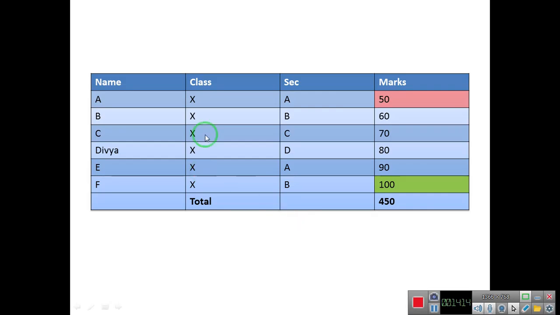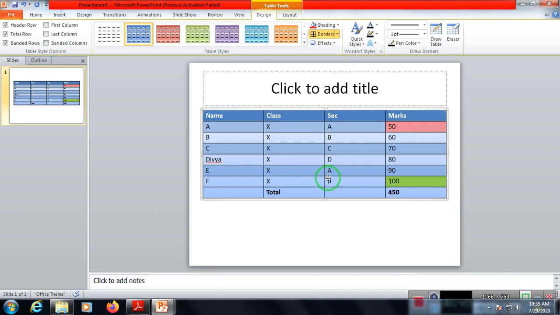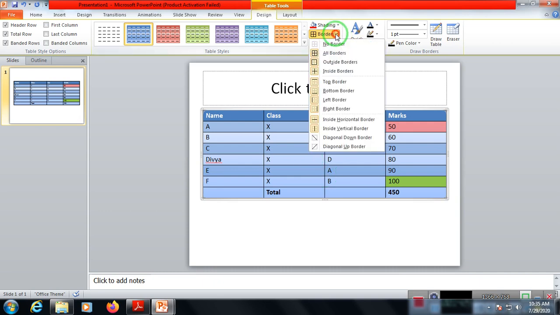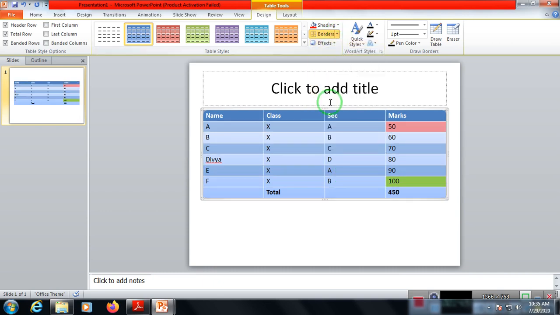Just let's see how it will display. It is displayed like this. This is known as the all borders. That means all the data is enclosed with these borders. Okay, borders. And if you want to remove borders, just choose no border, so all the borders will be removed.